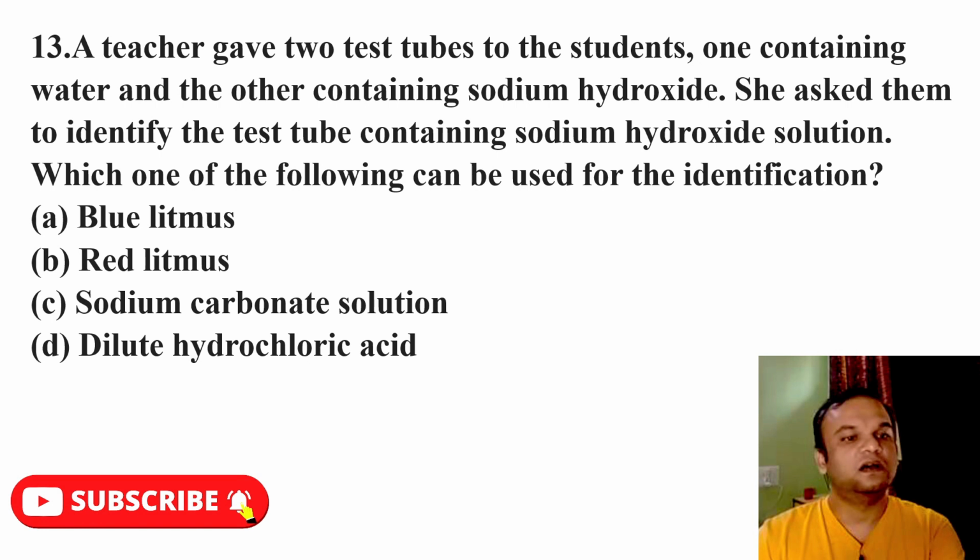Our next question is, a teacher gave two test tubes to the students, one containing water and the other containing sodium hydroxide. She asked them to identify the test tube containing sodium hydroxide solution. Which one of the following can be used for the identification? Students, if we know that one of the solutions is sodium hydroxide, the best thing to do is to use the litmus solution, because sodium hydroxide is a base and it will turn red litmus to blue, and that is why option B will be the correct answer. It means if we add red litmus solution to both of them, the sodium hydroxide will turn red litmus to blue.